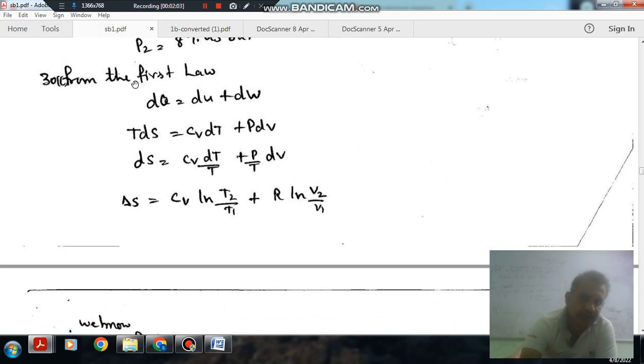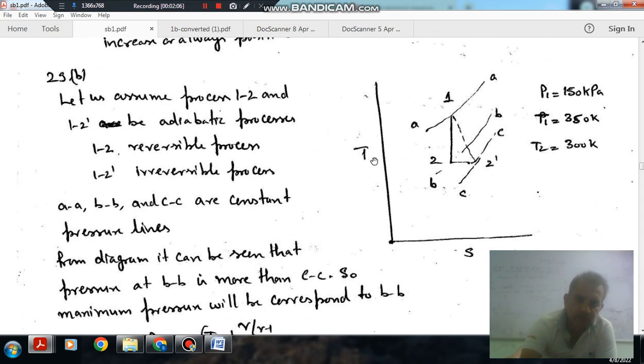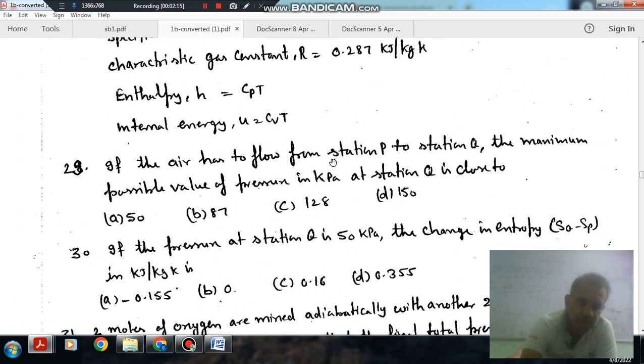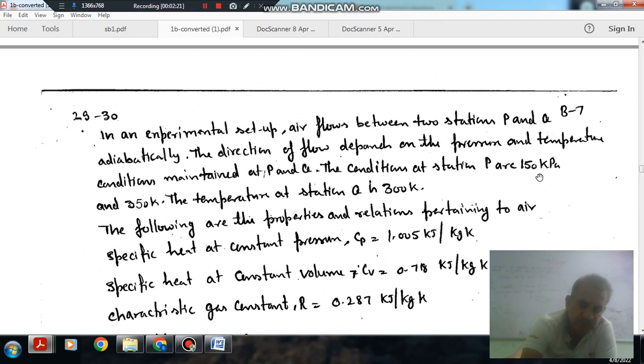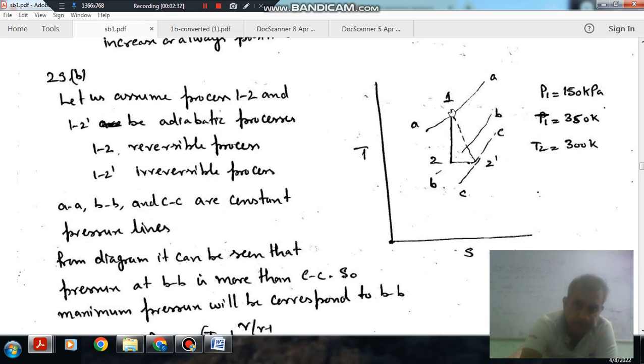Okay, so suppose this is your first condition, or the condition at station P. The condition at station P is 150 kPa and 350 Kelvin, and the temperature at the other station is 300 Kelvin. Suppose the process is 1-2 or 1-2 dash. 1-2 dash is an irreversible process, and 1-2 is a reversible process. And A, B, and C represent the pressure lines.